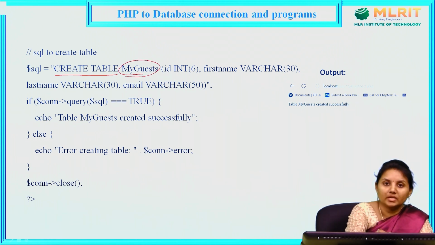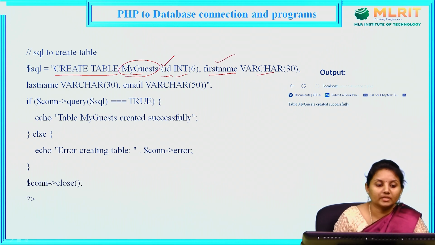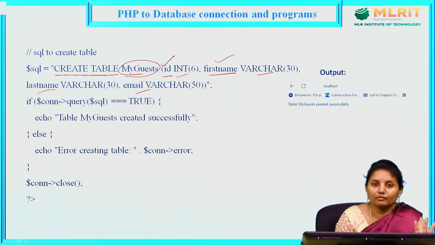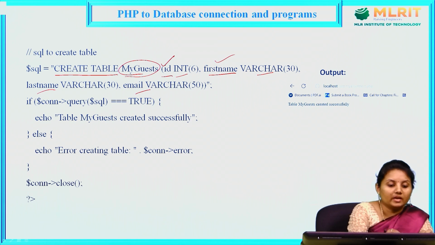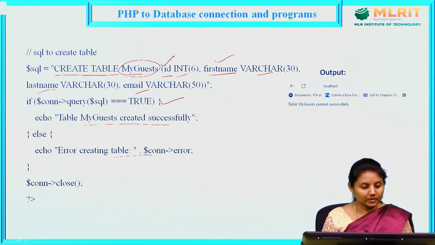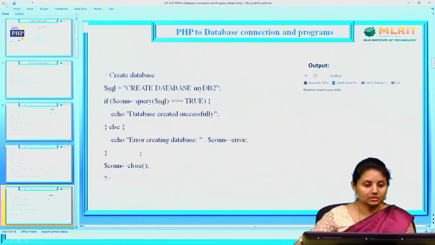This is the table name my guest, and just give ID and different fields that you want. So ID as the first field, first name as the second field I need, which are of int and varchar respectively. And these are also other fields, last name and email also. So 4 fields we have given here. And if the connection query is successful, then echo table my guest created successfully, otherwise error message. Okay. So let us execute this.